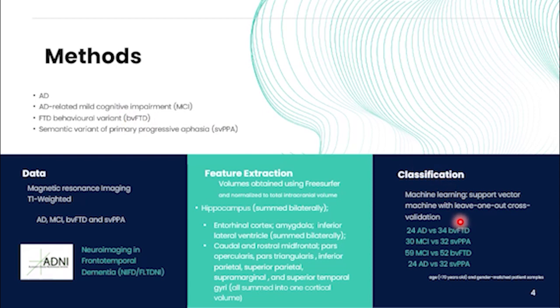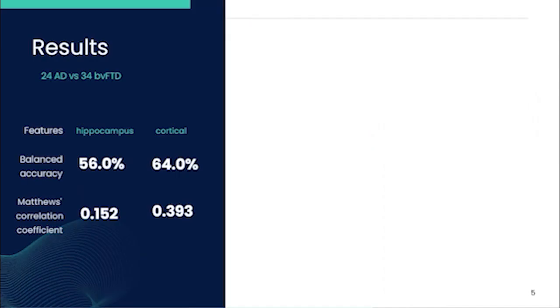We decided to use leave one out cross-validation because we have a reduced dataset size. And since Alzheimer's disease can be diagnosed very late, we only used an age and sex matched dataset. So the Alzheimer's subjects, and all of the sample, are younger than 70 years old and also have the same sex. Here are our results.